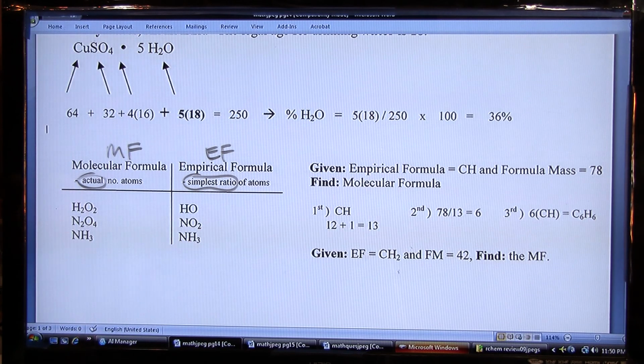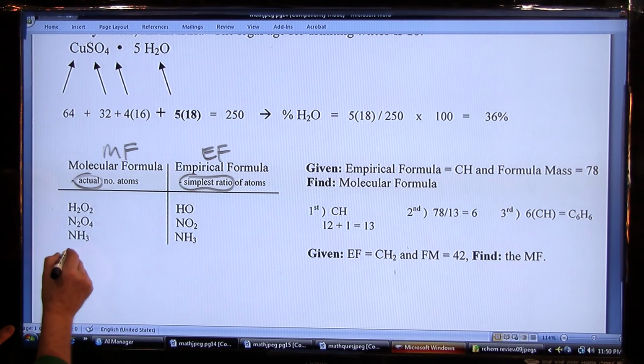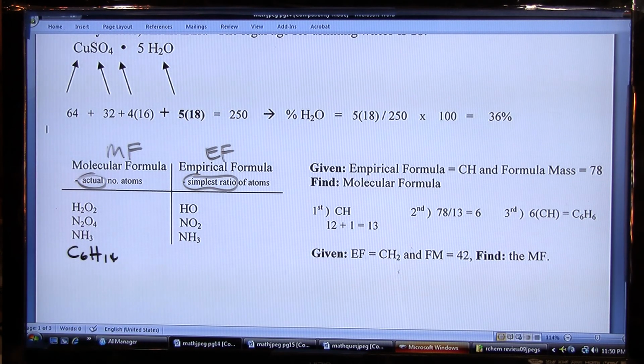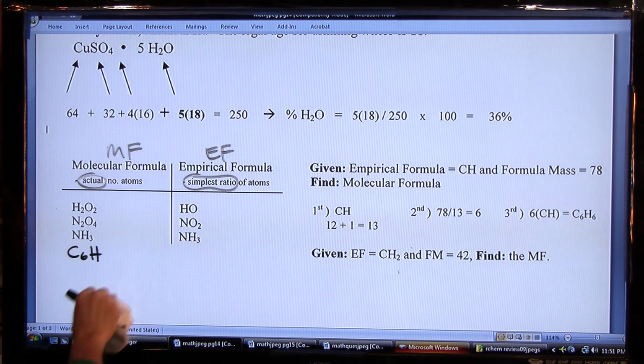So if somebody gave you, for example, C6H12, or C6H14, better, make that clearer.